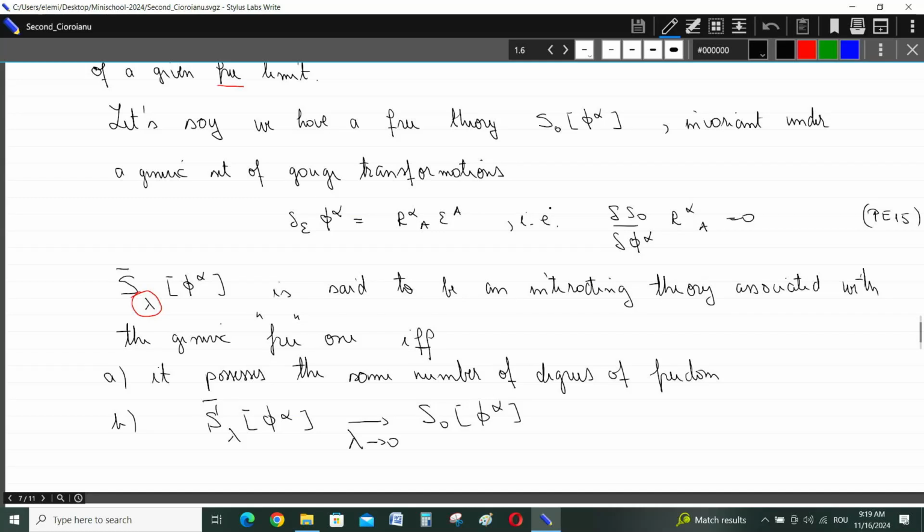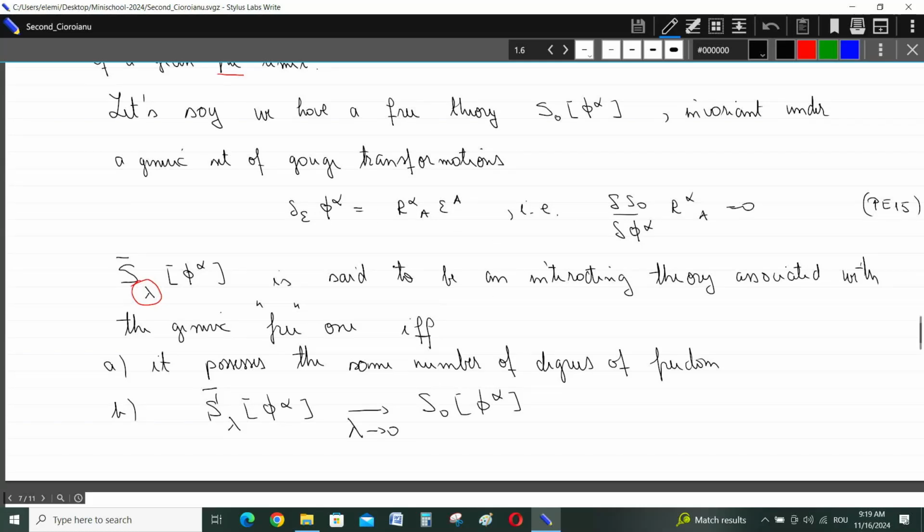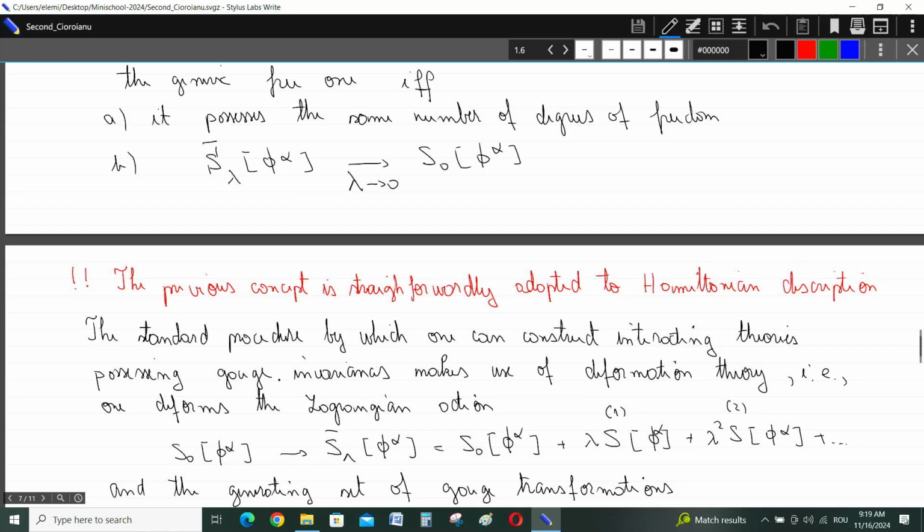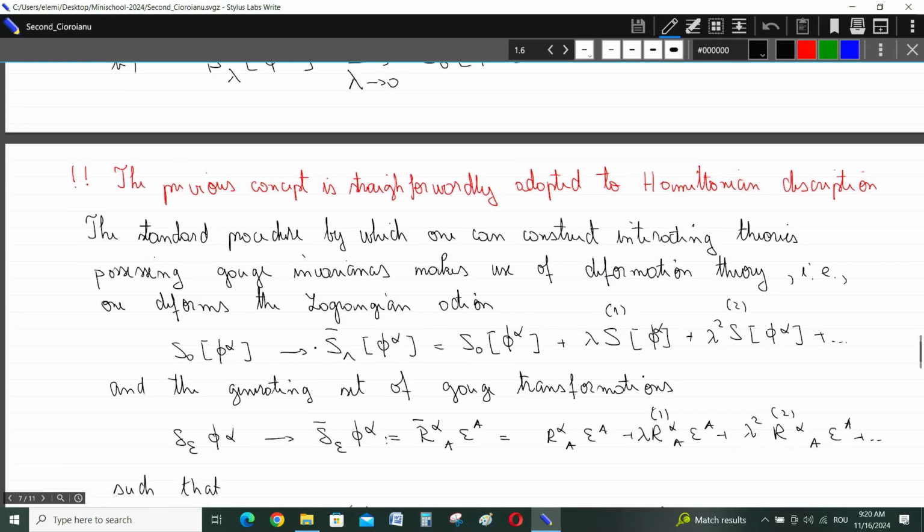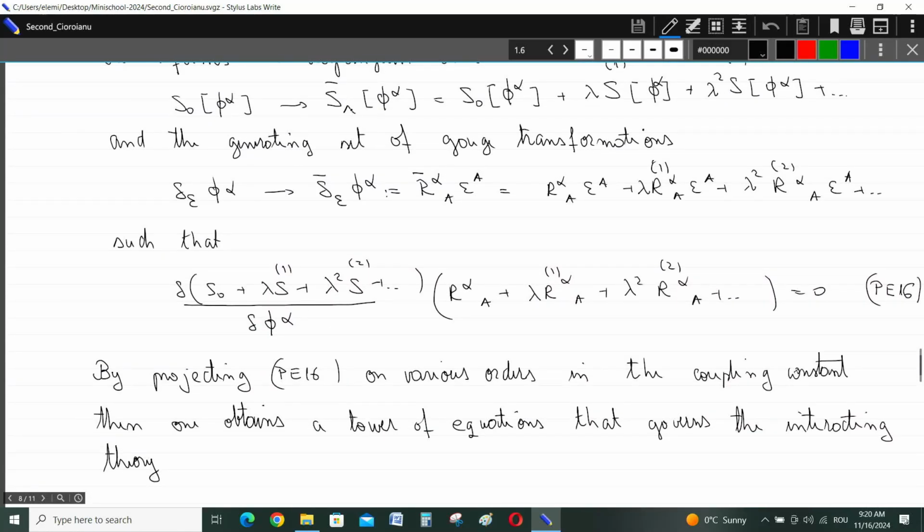At the classical level, the problem of constructing this functional is solved using the deformation theory. In that, one deforms the original Lagrangian action into the Lagrangian action associated with the interacting theory, and we deform the generating set of gauge transformations for the original theory to the generating set of gauge transformations associated with the interacting theory, as in this formula. This means that the Noether identities written in P16 should be fulfilled.